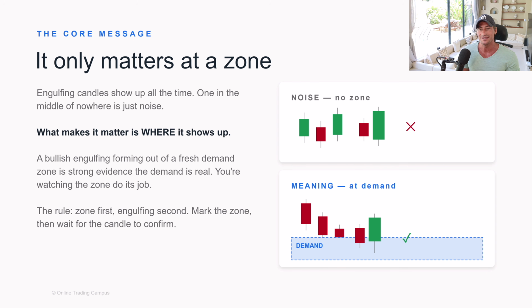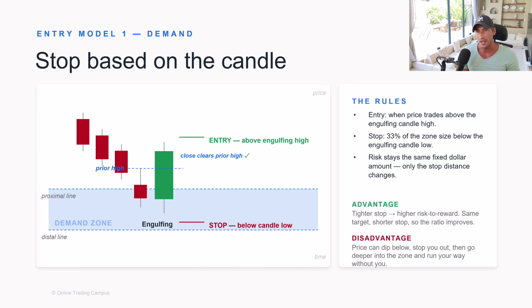Look at the screen, same exact pattern. On top, no zone. It is noise. On the bottom, at demand, now it is a real trade. That one difference, guys, is literally everything. Let us get specific. How do you actually take this trade? We will do demand first with the bullish engulfing. Then we will do the same thing for supply.